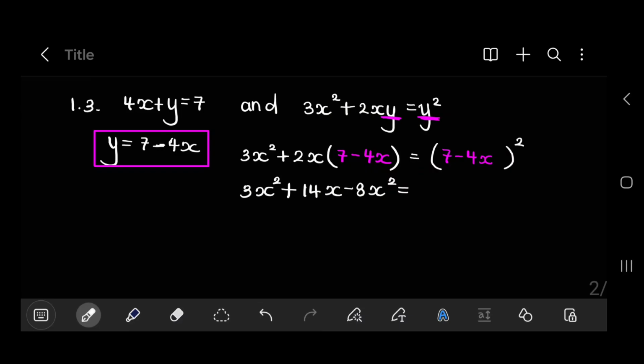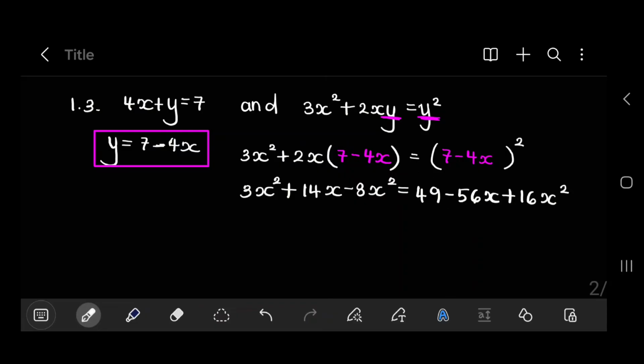To get the first term, we square the first term, we have 49. To get the middle term, we multiply both terms together, and we multiply by 2. So if we multiply both terms together, we get -28x. Multiply that by 2, you get -56x. To get the third term, you square the second term. That is going to give you +16x squared.